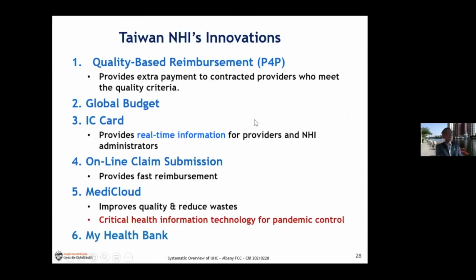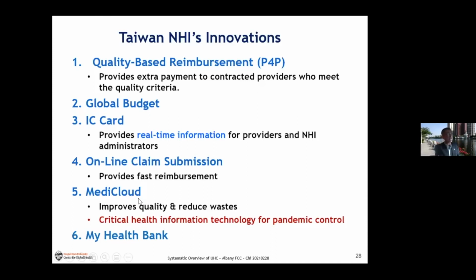So Taiwan's national health insurance also implemented lots of innovation: quality-based reimbursement, global budget, the IC card. Every member has a smart card, and it provides real-time information for providers and NHI administrators. It also provides online claim submission. Taiwan was the first nation to achieve near 100% online claim, and that also benefits providers. They can receive payment much, much faster.